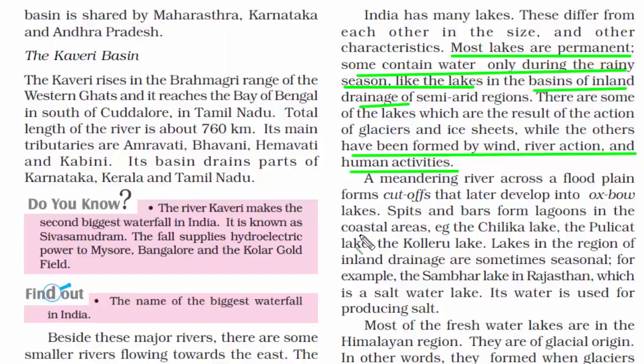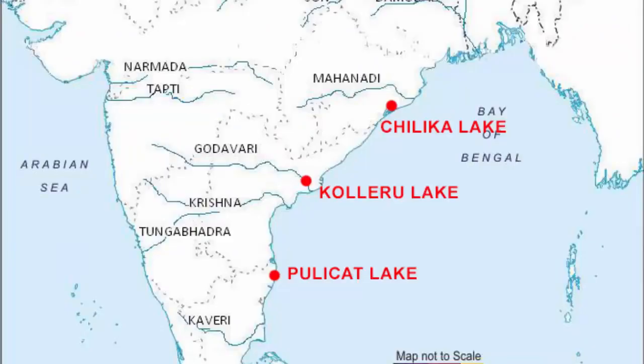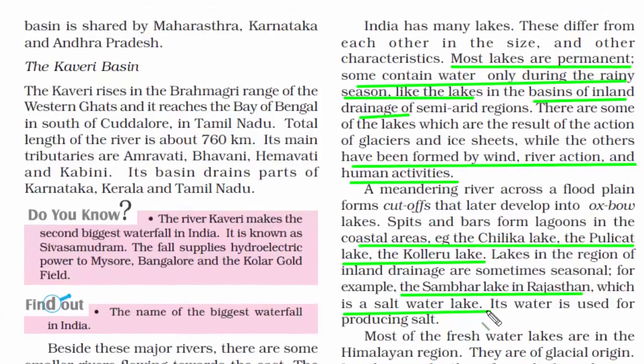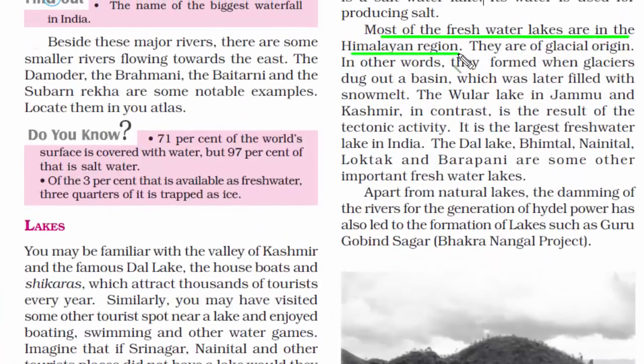Some of the coastal lakes are Chilika Lake, Pulikat Lake, Koleru Lake, and there is another famous lake called the Sambar Lake in Rajasthan. It is a saltwater lake. Most of the freshwater lakes are in the Himalayas because there the glacier melts and the glacier water is very pure and fresh. And then there are some lakes which are created due to the formation of a dam.